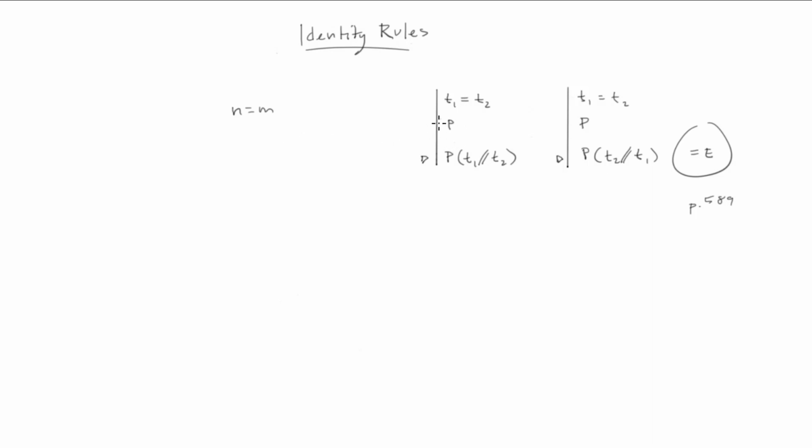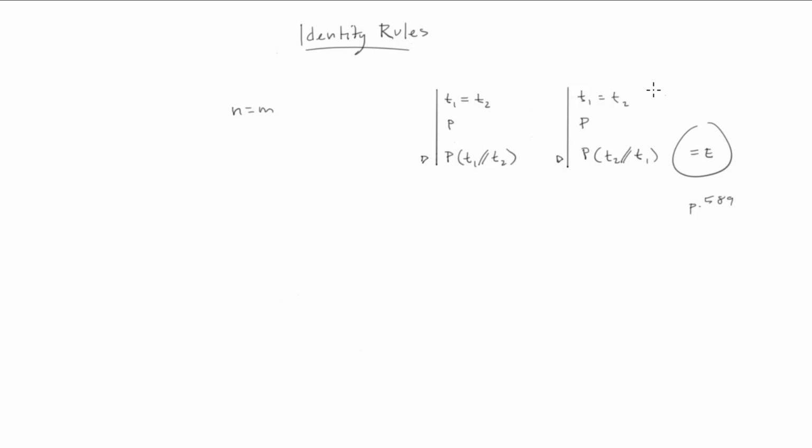The second part of the input for identity elimination is some statement of the language that has, this is implicit, one of these two names in it. Okay, so what we always see here is a capital P, but it's supposed to stand for any sentence that has one of the names in it. And then what we get for output is a substitution of one name for the other. So if this had the name T2 in it, we can take T2 out and replace it with T1. And the double slashes here indicate that you don't have to replace all occurrences of T2, you can just replace some of them.